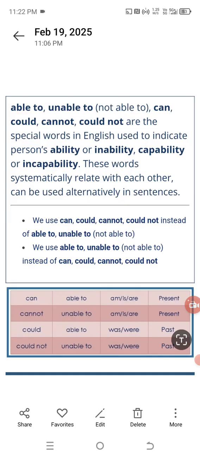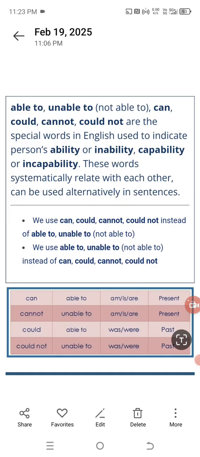It's the same when we use unable to in the cannot example. Can is the present form, and that's why we use the present form of to be after the subject of that sentence. Also, when the given sentence is negative, meaning it uses cannot, we use the present form of to be after the subject, then we use unable to, and then put the remaining part as it is.